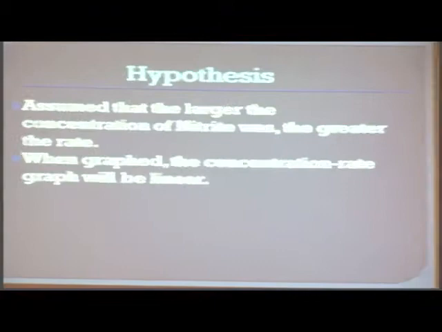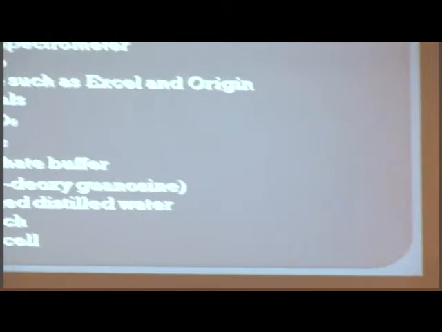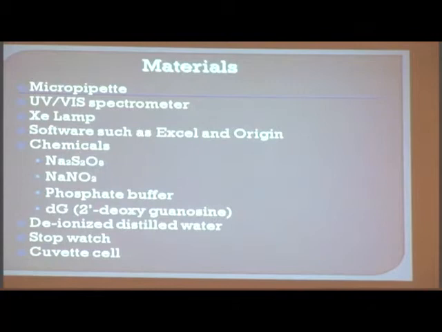These are the materials: micropipette, UV-Vis spectrometer, xenon lamp, software such as Excel and Origin, and chemicals, which are sodium persulfate, sodium nitrite, phosphate buffer, and BG. BG is called 2'-deoxyguanosine. I also have deionized distilled water, a stopwatch, and a cuvette cell.